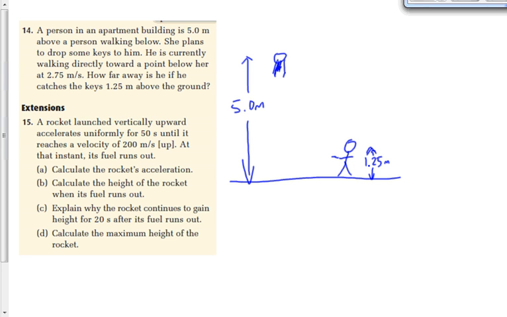The guy's walking this way with a velocity of 2.75 meters per second. We want to know how far away he is right here, this distance right here. Anybody have any idea where to start here? Julia?